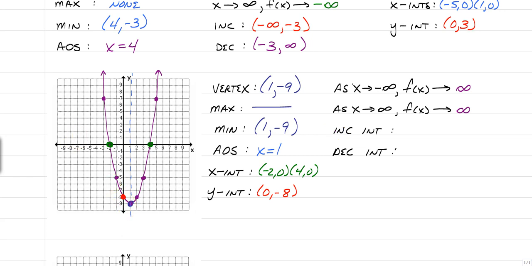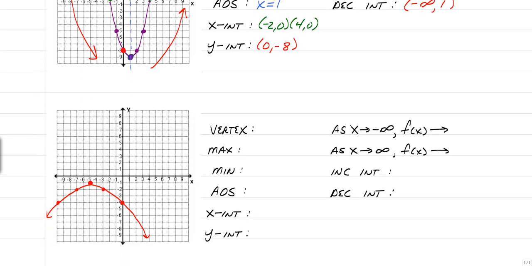Increasing intervals. This graph decreases. Remember, we read left to right, so it decreases from the left, and as it goes to the right after our vertex, it increases. So our increasing interval is from where x equals 1 on to positive infinity. It decreases coming from the left, which is negative infinity, and once we get to the bottom at x equals 1. Okay? So that is another example of listing all the information about a parabola by looking at the graph.